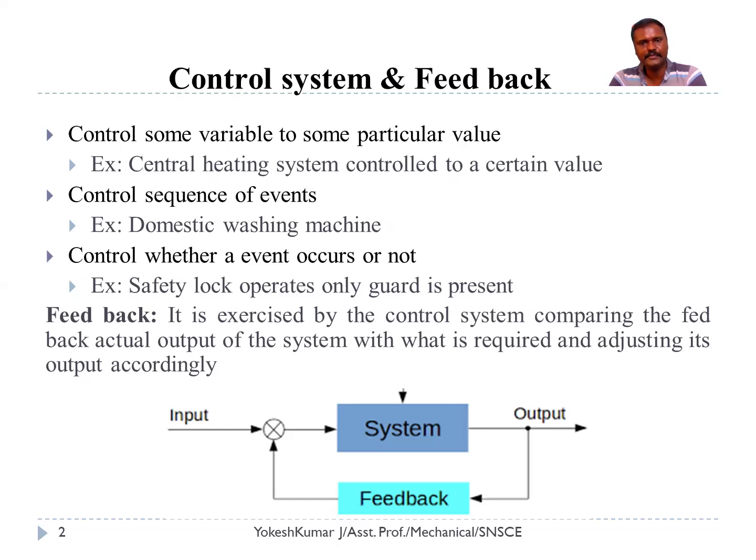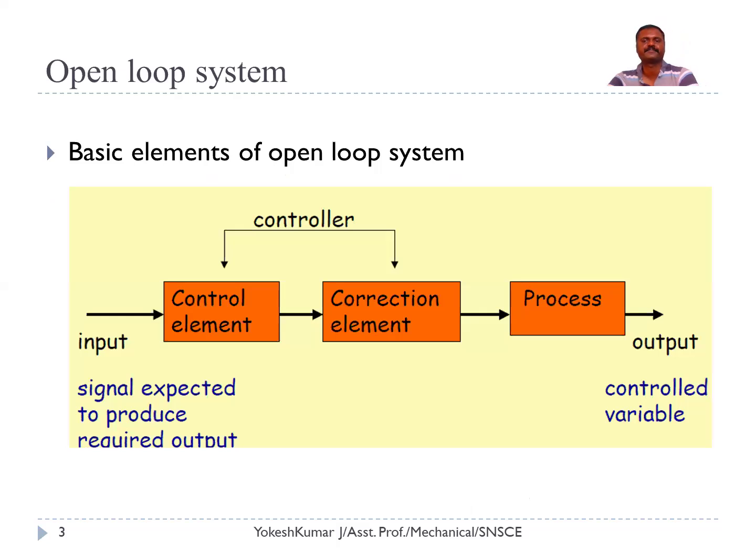The second thing we have to focus on is feedback. It is exercised by the control systems by comparing the feedback of the actual output of the system with what is required, and adjusting the output accordingly. So according to the output, we have to vary the input. The output is not always constant since it is time dependent and temperature dependent. Many variables are there in the output, so accordingly we have to vary the input to make a constant output.